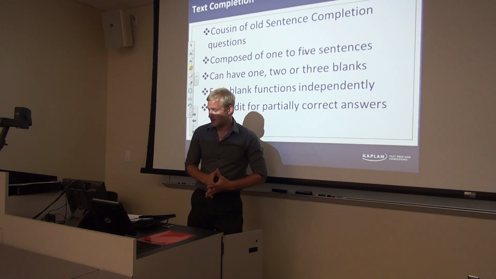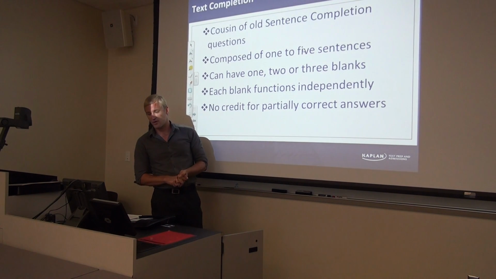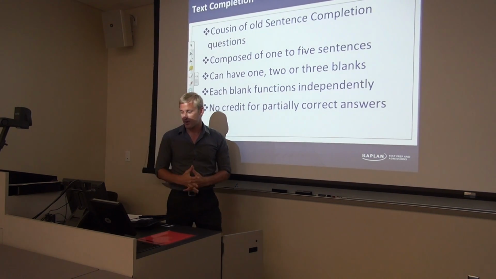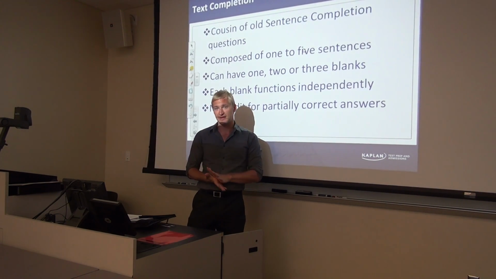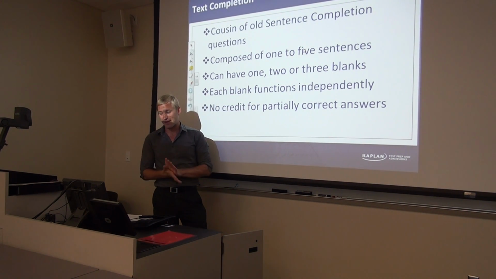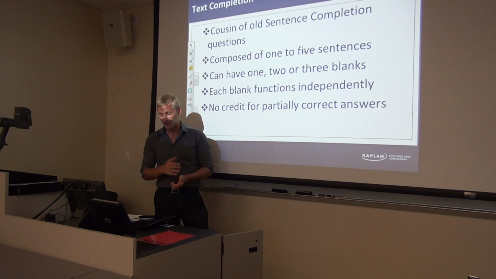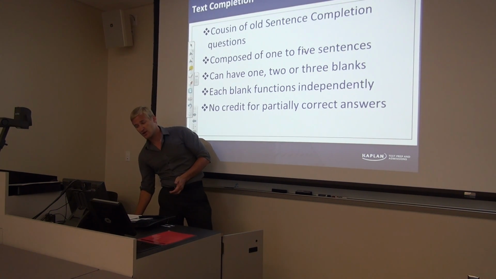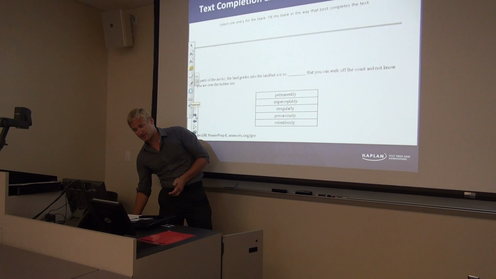Text completion. It's kind of the cousin of the old sentence completion. It's composed of 1 to 5 sentences and can have 1, 2, or 3 blanks. Each blank functions independently, and no credit, again, is given to partially correct answers. So what does that look like?